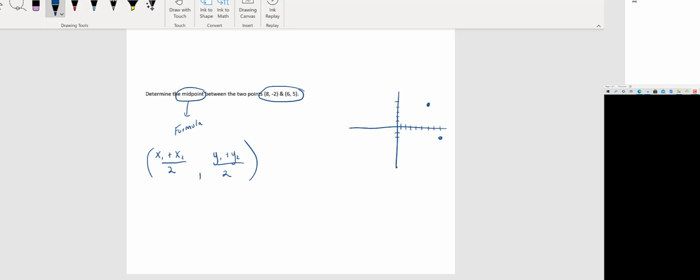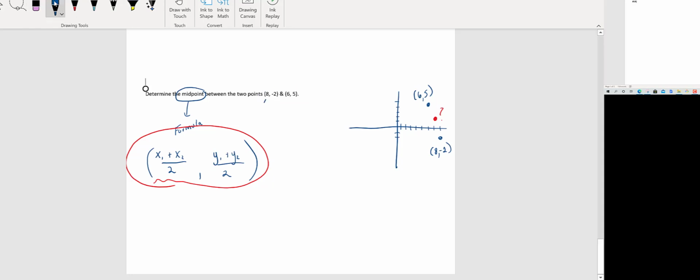So these are the 2 points we're looking at, 8, -2, and 6, 5. I always like to graph them just because I know my midpoint is going to be somewhere right around there. I can't eyeball it, so that's why I'm going to use the formula here to give me the actual coordinates.